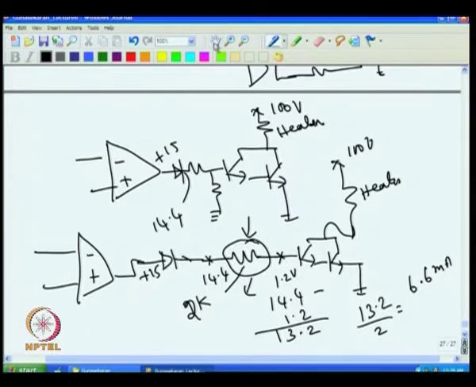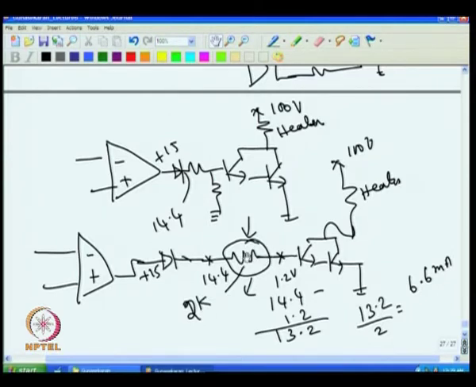So, you will find if I put here 2k, you will get 6.6 milliampere going here, and you will find this point is sitting at 1.2 volt, because this is sitting at 0, this is sitting at 1.2, this is sitting at 14.4, and the current of 6.6 milliampere is flowing through this. If I put 1k, automatically 13.2 milliampere current will flow. So, depending upon the current requirement, I can select this resistance value.